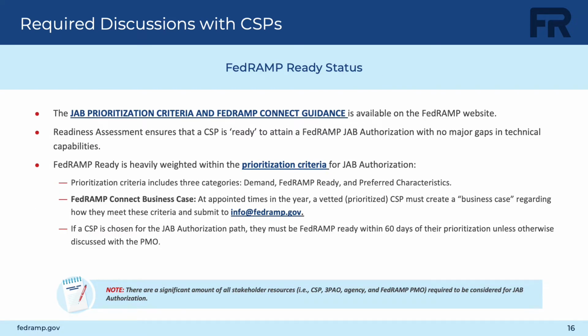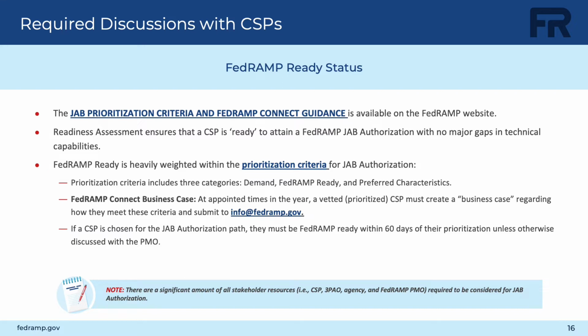The next important conversation with CSPs that we'll discuss is regarding FedRAMP ready status. The readiness assessment is to ensure that a CSP is ready to obtain a FedRAMP JAB or agency authorization by ensuring there are no major gaps in technical capabilities. Before the JAB can begin the authorization process with any CSP, a CSP must be deemed FedRAMP ready on the FedRAMP marketplace. So now we'll take a deeper look at the JAB authorization requirements.